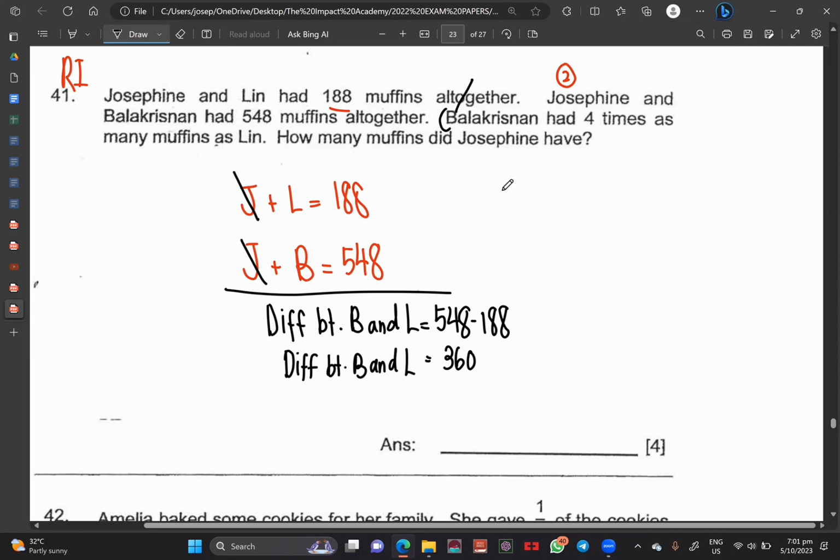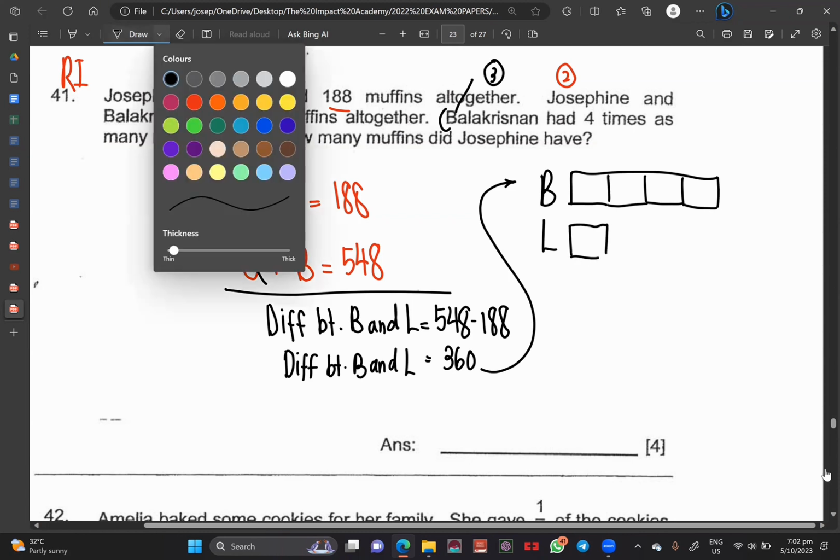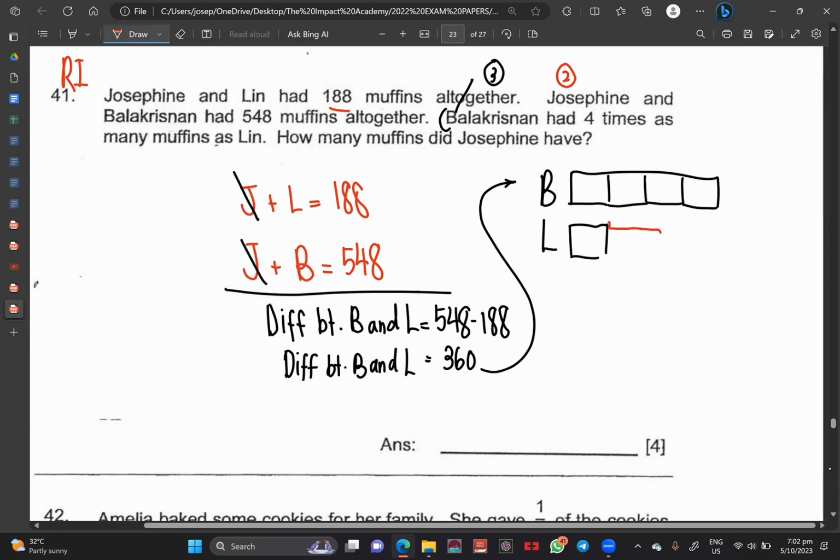Okay, now sentence number 3. Once you're ready, you can tell me sentence number 3. Balakrishnan had 4 times as many muffins. So 4 times, that means to say Balakrishnan will be how many units? 4. Lin will be 1 unit. Correct or not? So what is their difference? You can see for yourself, right? Their difference is whatever there is over here. Okay, can you all see that this is the difference? Yeah. Now, what is that difference? That difference is 360. Am I making sense here? So 3 units is actually equals to 360. So we find 1 unit. 1 unit equals to 120. Does that make sense?